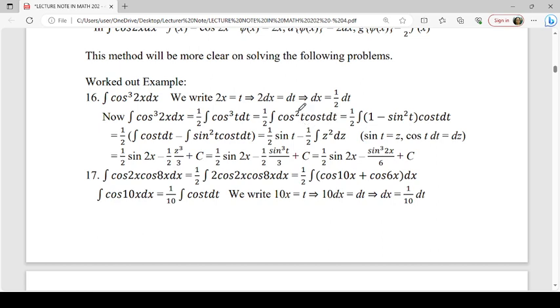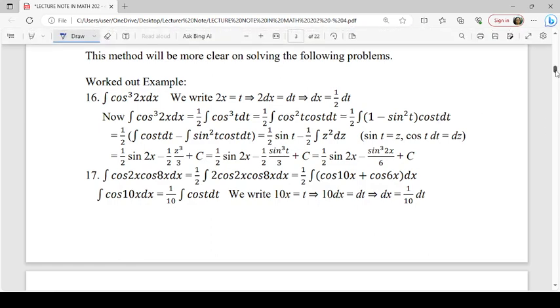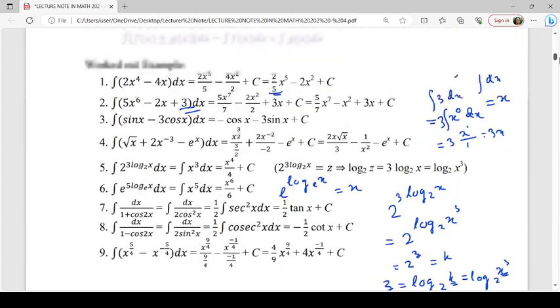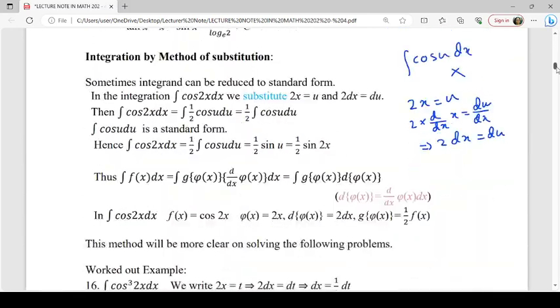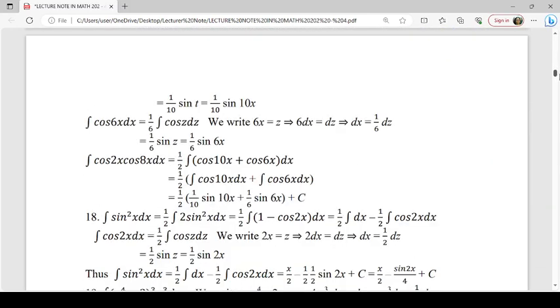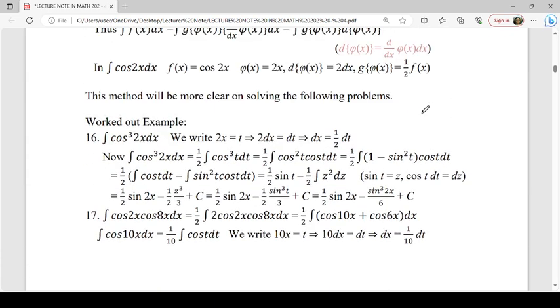Now this cos square t we write as 1 minus sin square t, times cos t. Again we are substituting sin t as z, so that we get the standard formula that we have listed in the previous pages. These are the formulas. In these formulas we need to place all this integration, then only we can solve it.